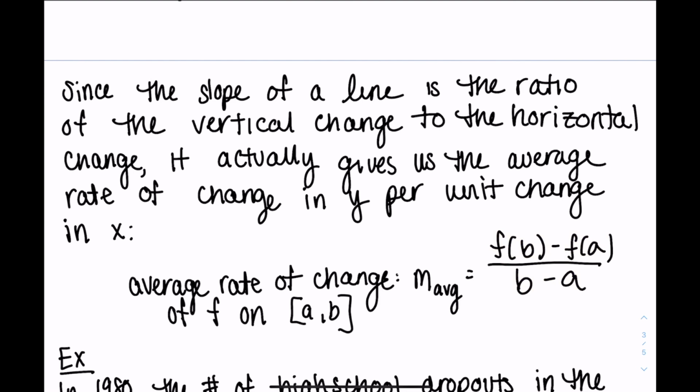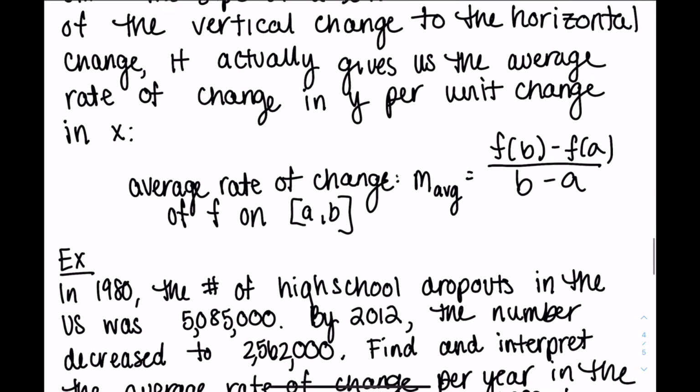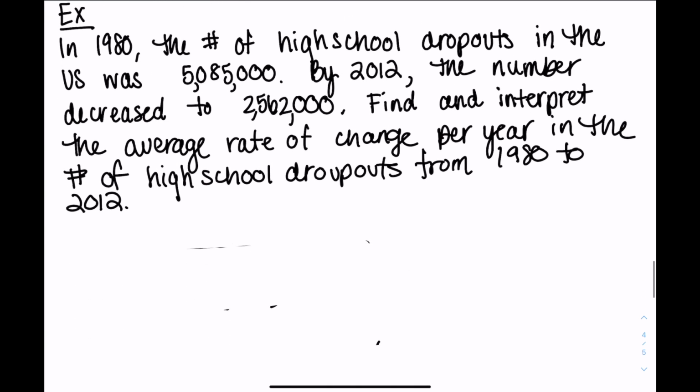Okay? So this applies to any function, not just lines. If you have something we're going to learn in the next section, you can find the average value over that interval. So let's look at a specific real-life problem. In 1980, the number of high school dropouts in the U.S. was 5,085,000. By 2012, the number decreased to 2,562,000. We want to find and interpret the rate of change per year in the number of high school dropouts over this time period from 1980 to 2012.